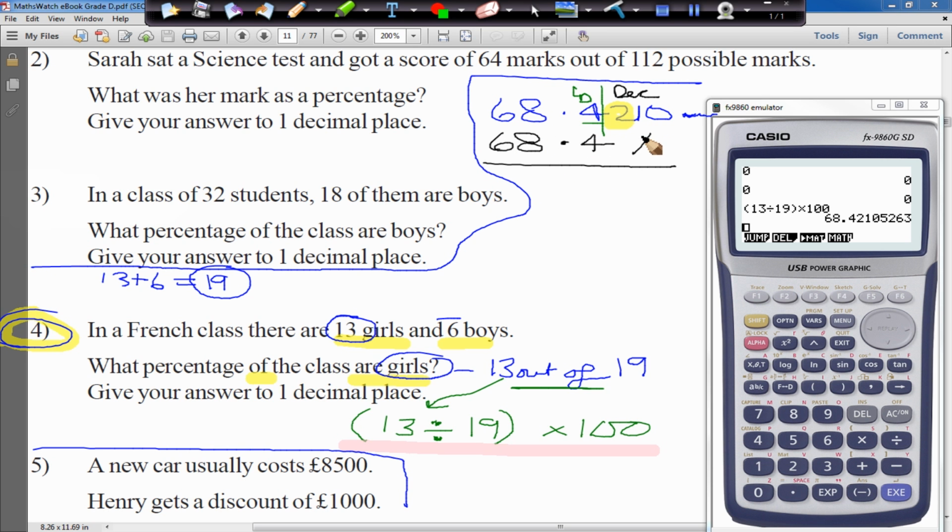And that's going to be percentage. And what was the percentage? What was it? Girls. So that's percentage girls in the class.